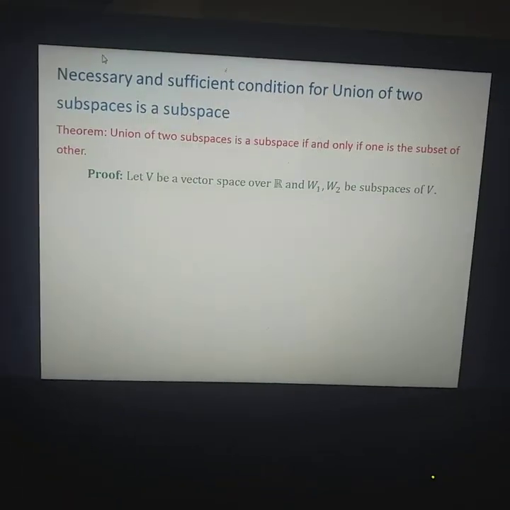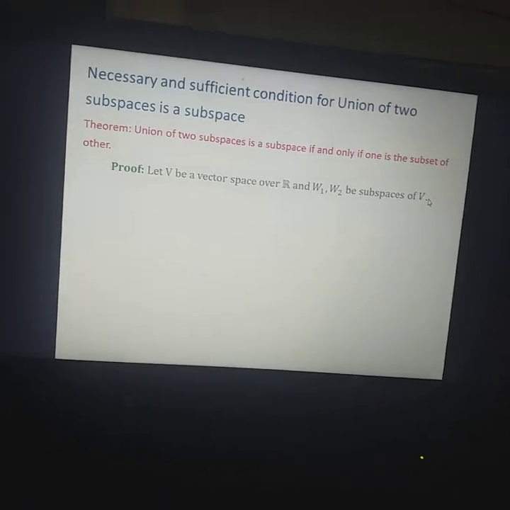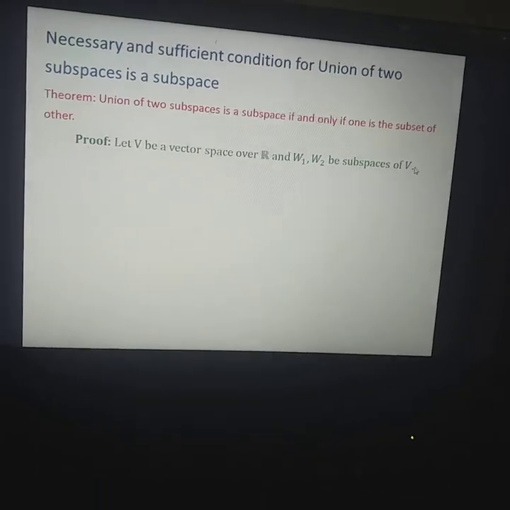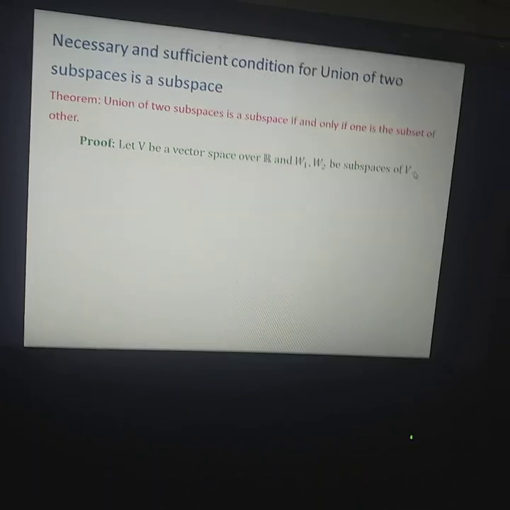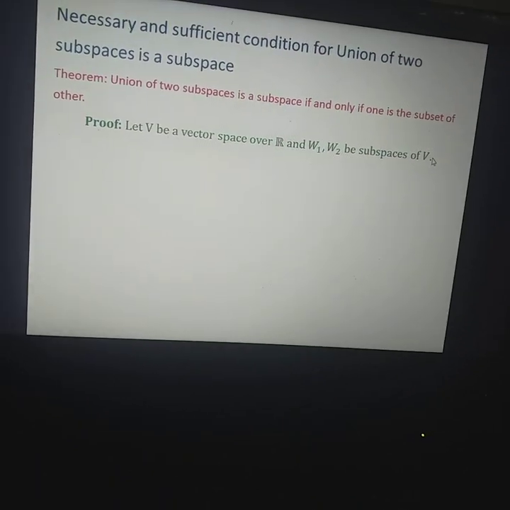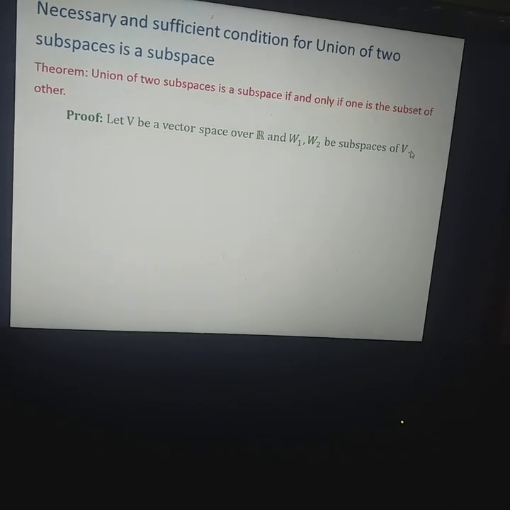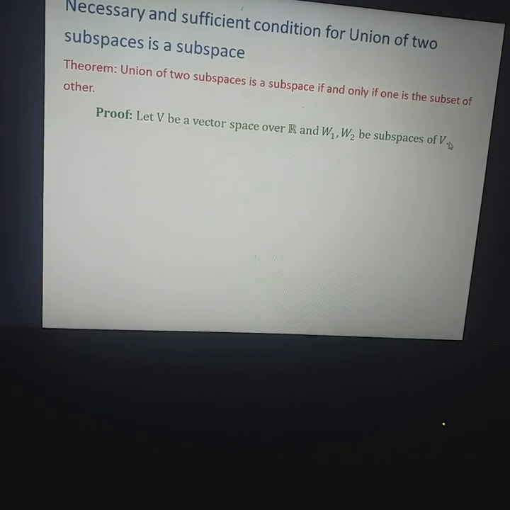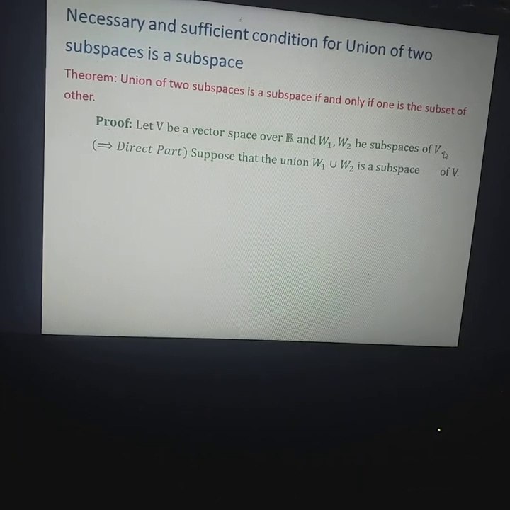Let V be a vector space over R and W1 and W2 be two subspaces of V. So considering the two subspaces of V, their union is a subspace if and only if one is a subset of the other, that is, one is contained in the other. So we consider the two subspaces W1 and W2 of a vector space V. We are now going to prove the direct part of this theorem.